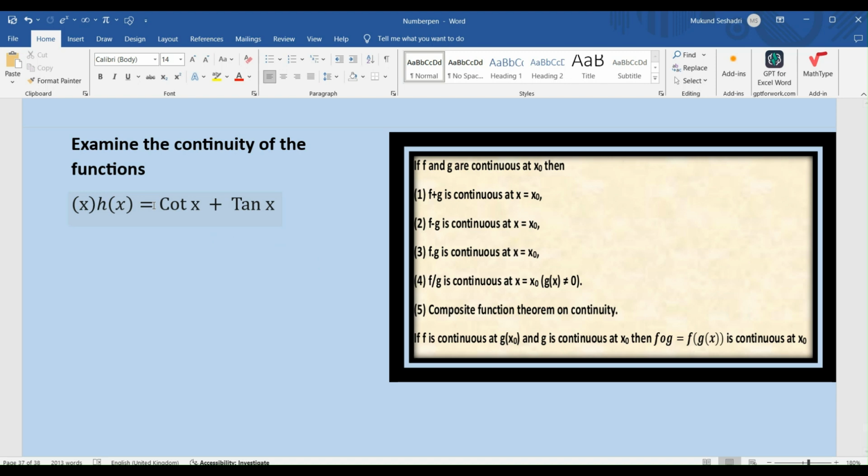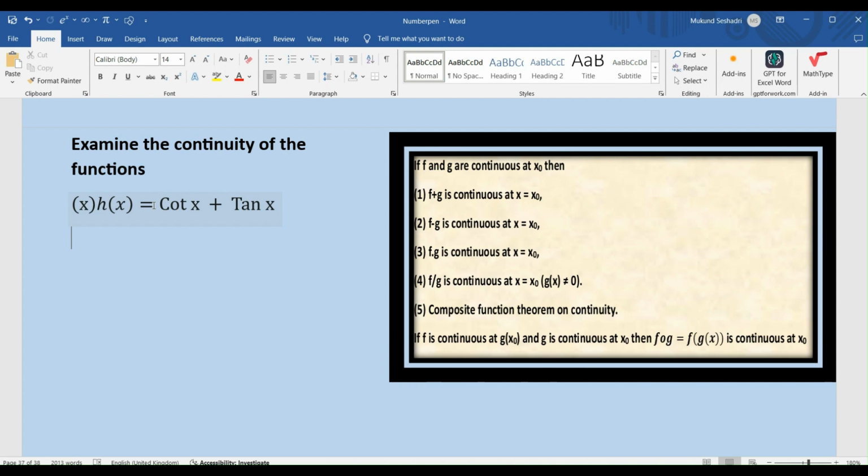So we have the problem on our screen. Examine the continuity of the function h of x equals cot of x plus tan of x, right? So again, we know that this is nothing but a sum of two functions, which is cot of x and tan of x, right? So how do we go about solving this particular problem, right?